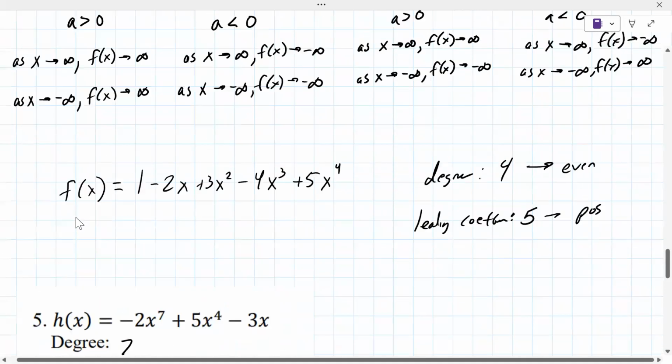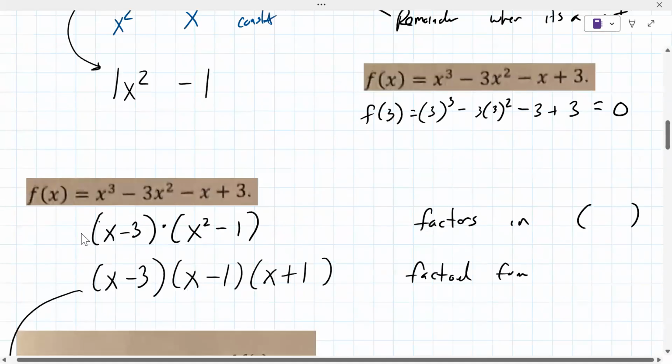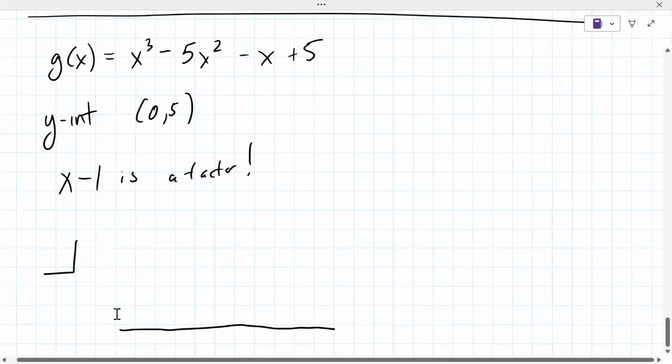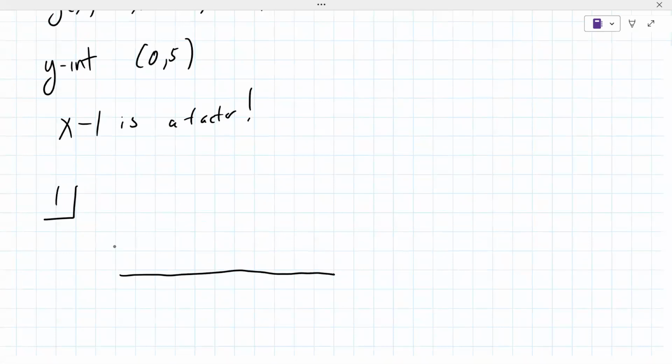X minus 1 is the factor. Well, it's related to that. So we said here that to figure out what goes in the box, you set the factor, x minus 1 equals 0, x plus 1 equals 0, therefore making it 1.